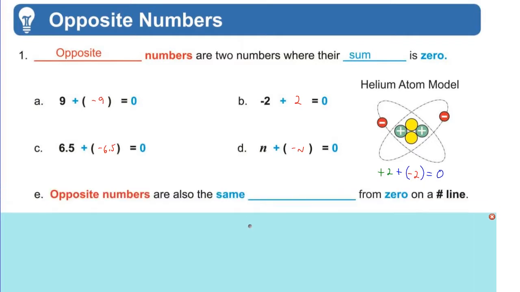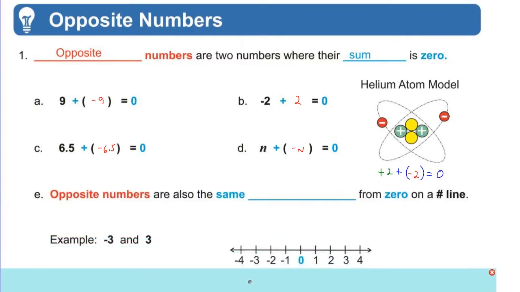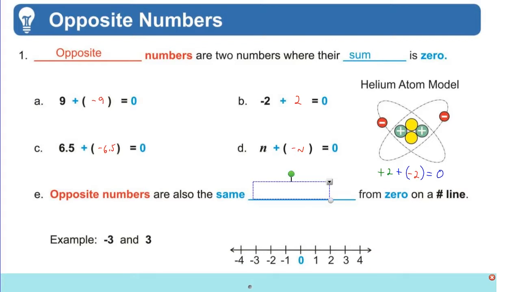That's the concept. Okay. Well, there's also another way of thinking of opposite numbers. You could also think of them this way. Opposite numbers are also the same distance from 0 on a number line. So we have a number line here. And I've got the two opposite numbers. I've got -3 and I've got +3, right? And they are opposite numbers. Well, we'll notice on the number line that they are the same distance from 0, all right? But they're on opposite sides.